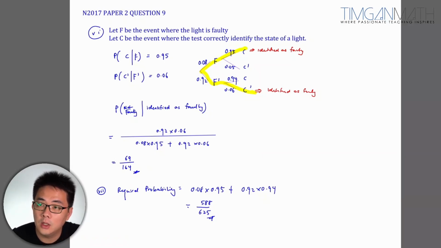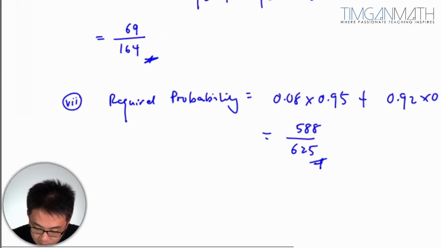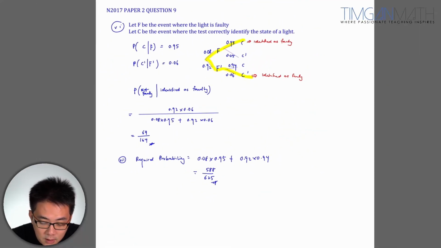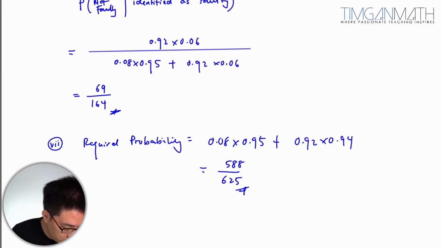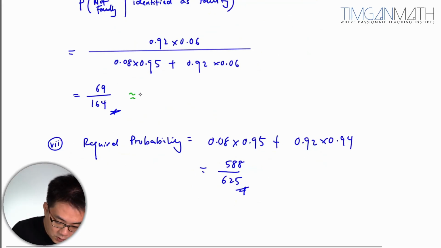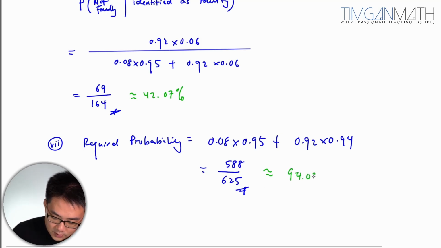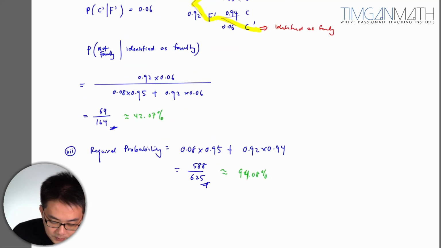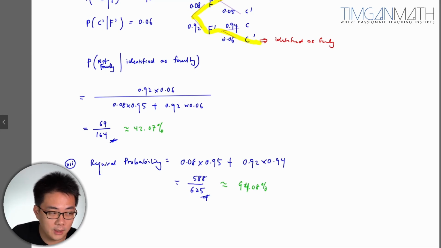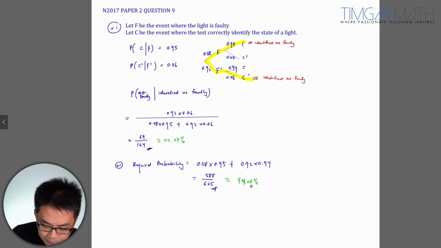Let's look at the last part of the question. You are told to discuss briefly whether the quick test is worthwhile. We try and understand whether parts 6 and 7 make sense. For part 6, 69 over 164 is roughly equal to 42.07%. 588 over 625 is roughly equal to 94.08%. Take note, this is correctly identified, and the chance that a light is faulty is 8%, so just bear that in mind.